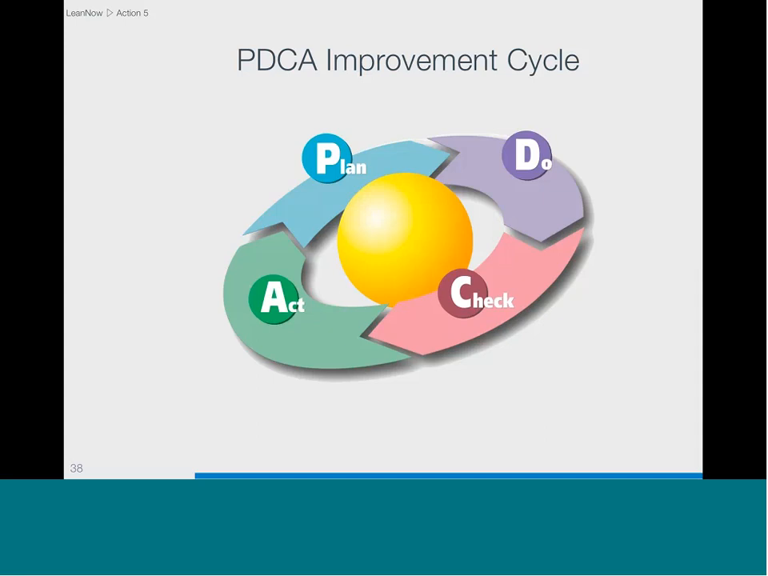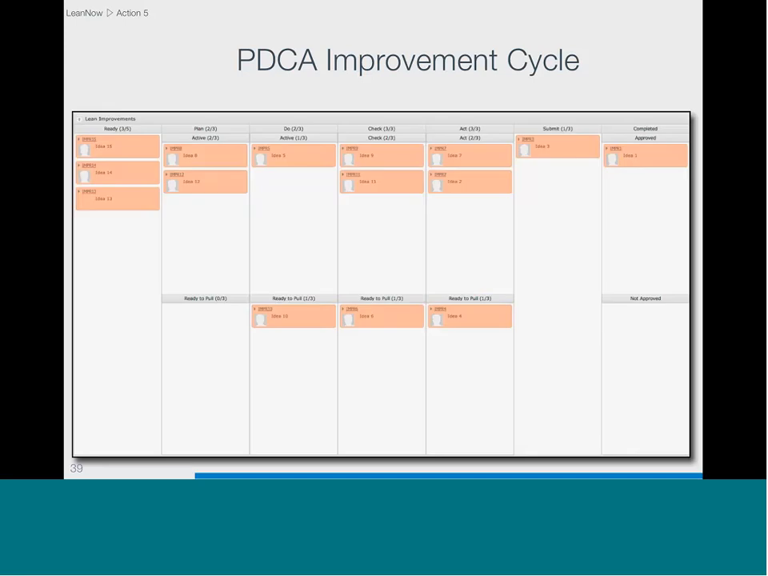So we can use another Kanban board. This is a different Kanban board. This is a project Kanban board, not a flow Kanban board. But here again, we use the tool a second time to really keep track of what improvements we're working on. And you'll see that the Plan, Do, Check, Act is baked into the middle of this Kanban board. You can see it in the column titles.